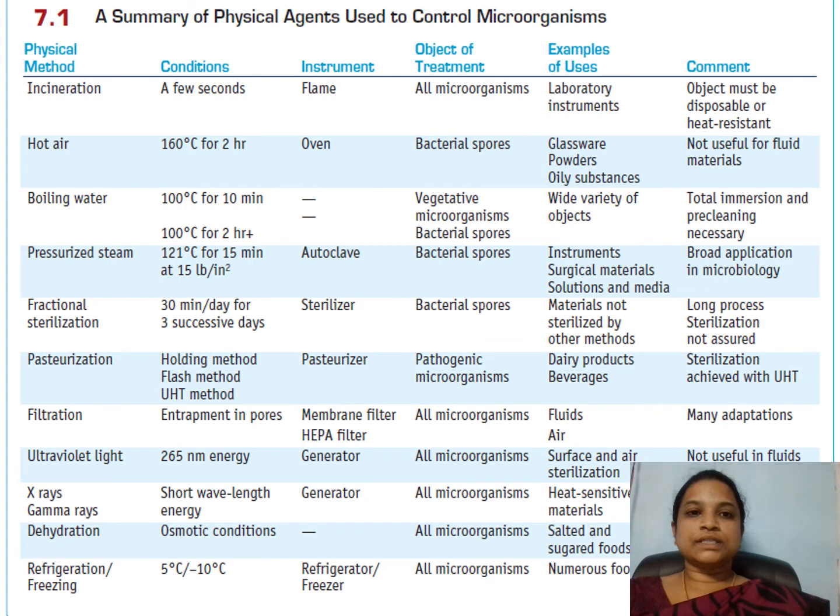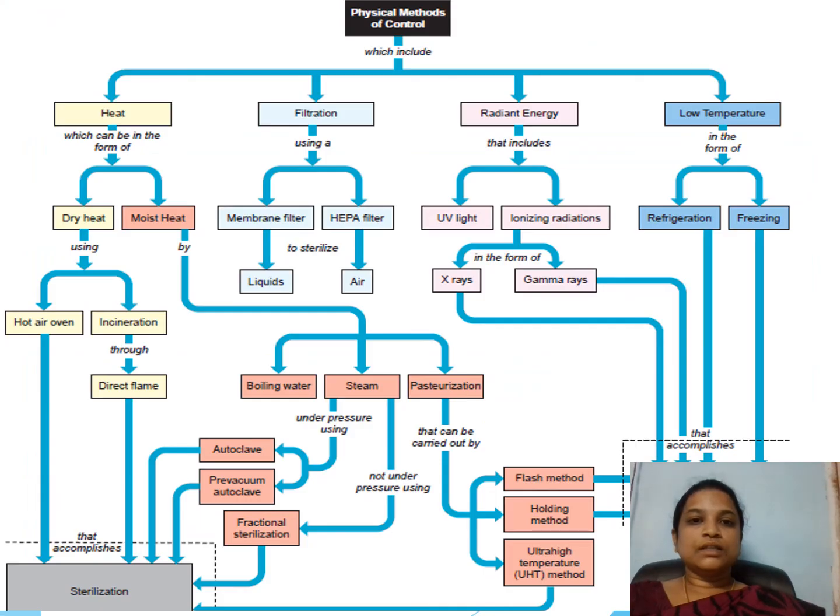This table shows the summary of physical agents used to control microorganisms, which involves incineration, hot air, boiling water, pressurized steam, fractional sterilization, pasteurization, filtration, ultraviolet rays, gamma rays, X-rays, dehydration, refrigeration or freezing. This flowchart shows the overall picture of physical methods of control, which includes heat, filtration, radiant energy, and low temperature.